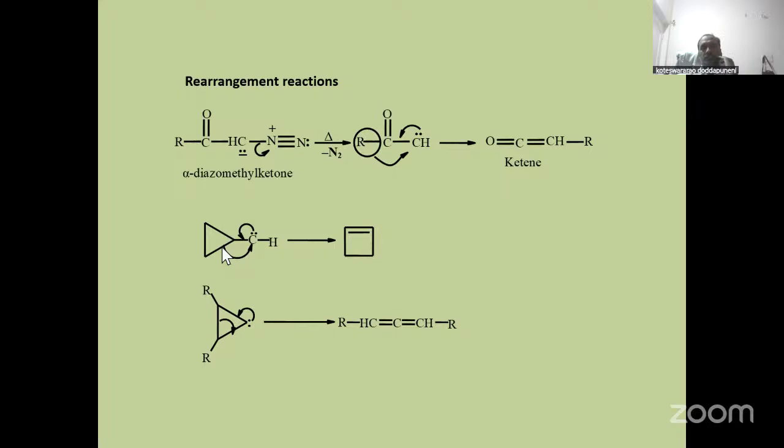Next, cyclopropyl carbene. Cyclopropyl carbene is further rearranged to cyclobutene. Similarly, it undergoes a ring opening reaction that leads to formation of a cumulene. This is the cumulene, C=C=CH.